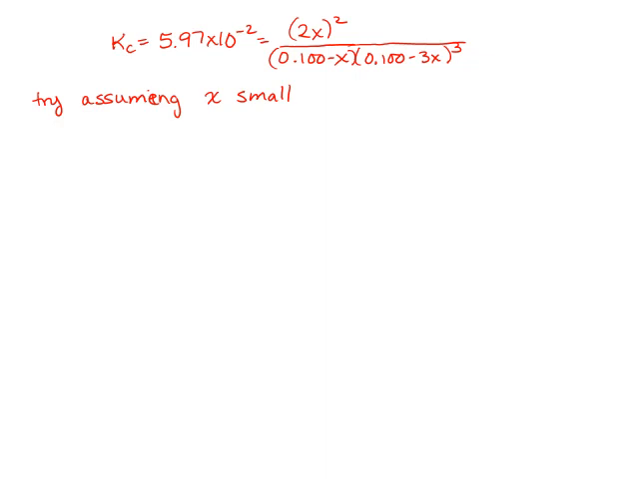Well, we can't neglect x in products up here, but what we're going to try is to neglect the x values in any sums or differences. So if we assume that x is small relative to 0.1, and also that 3x is small relative to 0.1, we can rewrite this. Notice that's greatly simplified the math.